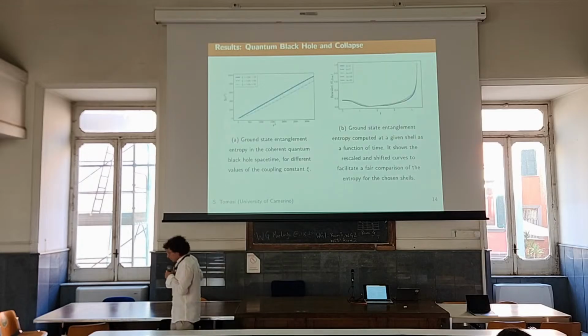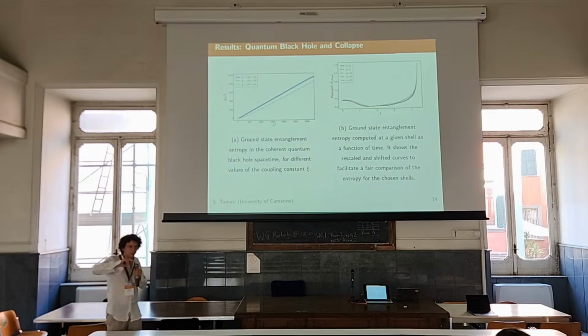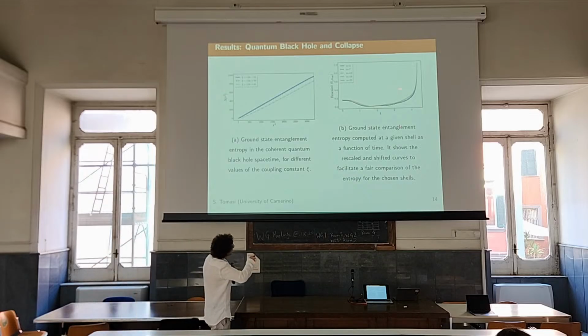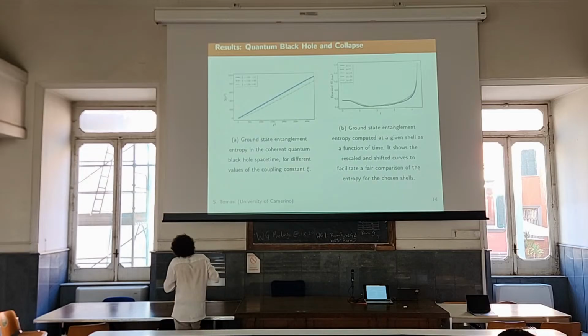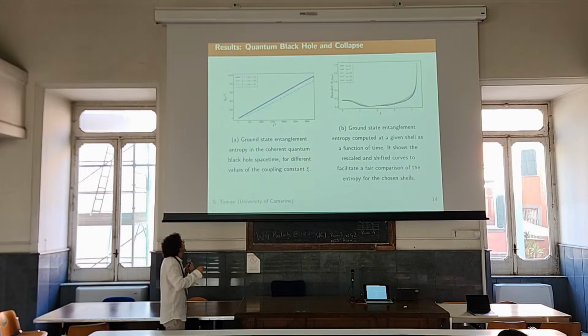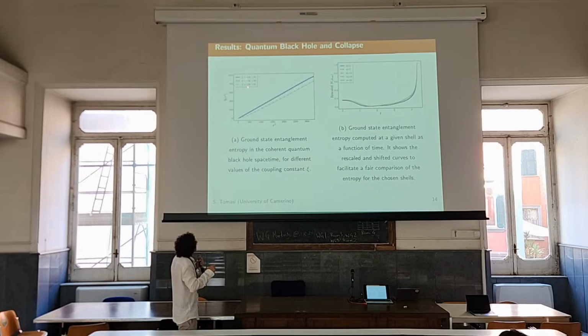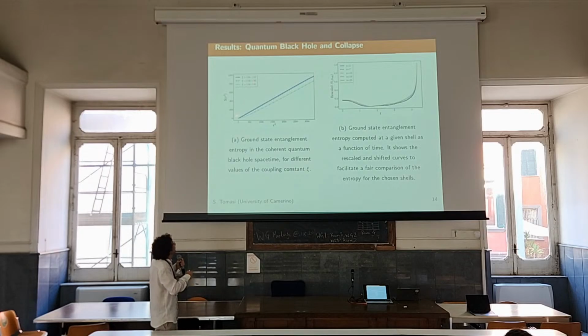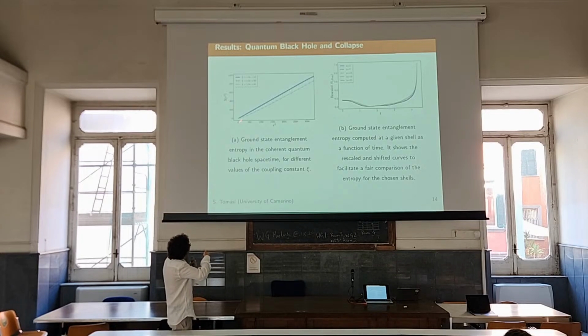Here I'm showing the results for those two cases: the quantum black hole spacetime on the left, and the other case on the right. We computed how the entanglement entropy scales with the surface area, to see if an area law holds. We found that there are deviations from the area law near the origin only if the coupling is non-zero. In the minimal coupling case, we have just the usual area law, while for non-zero couplings, we have deviations near the origin.